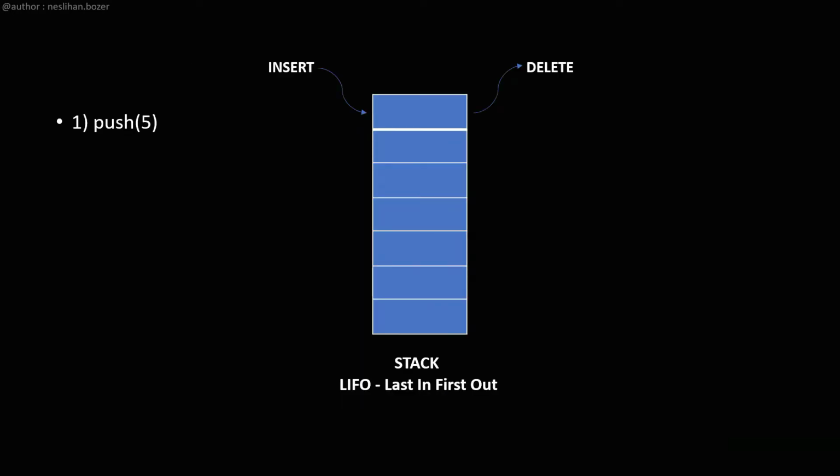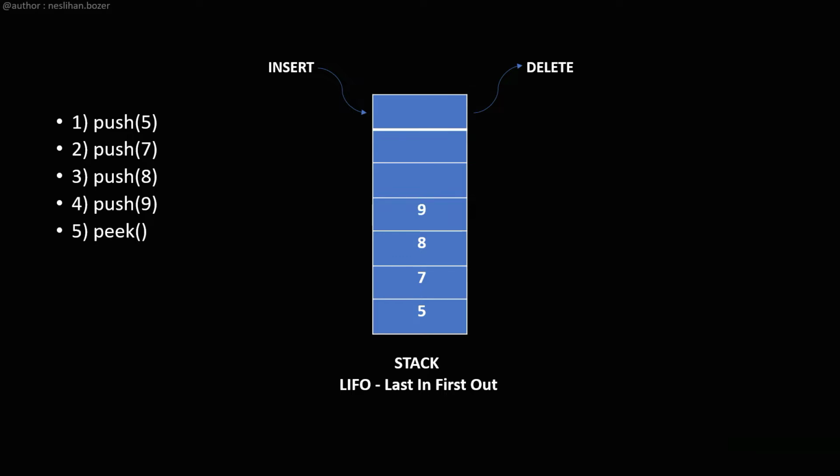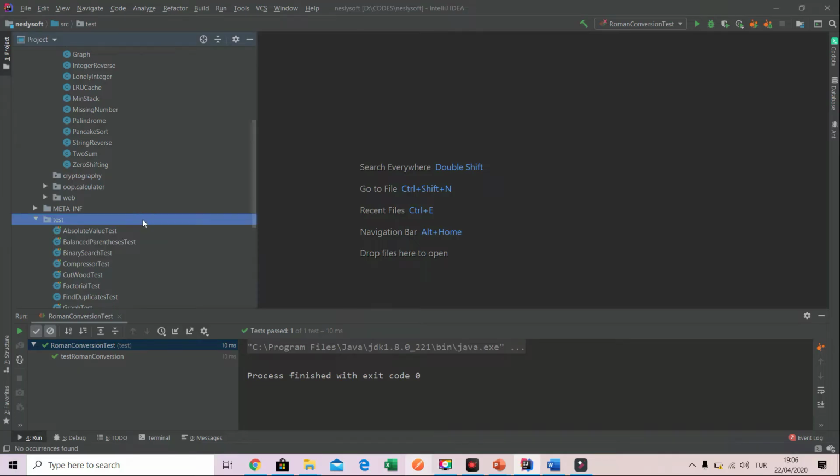If we try to push some values, it just pushes 5, 7, 8, and 9. We are pushing 9. If we peek at a value, it doesn't remove anything, it just returns 9. If we pop it, it removes the latest element, it removes 9. And if we push 11, it just pushes 11 on top of 8. This is how the stack data structure works. And let's start writing the code.